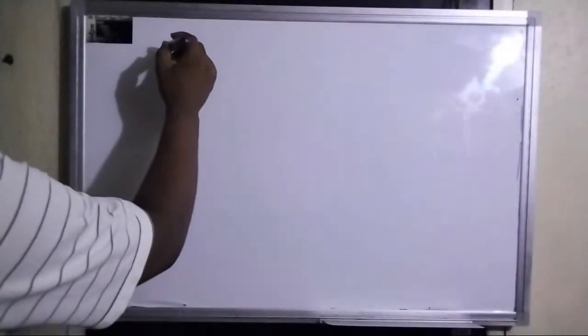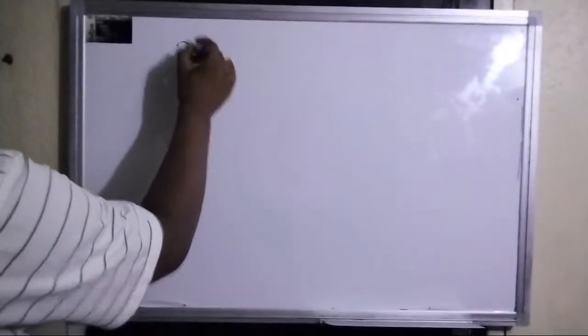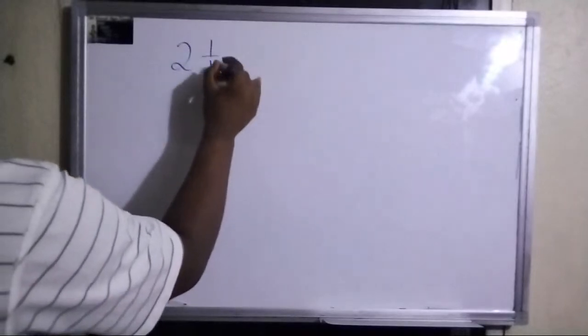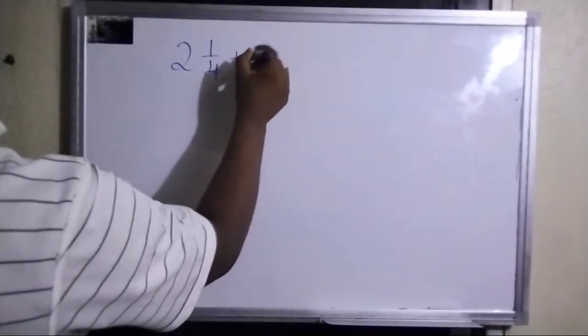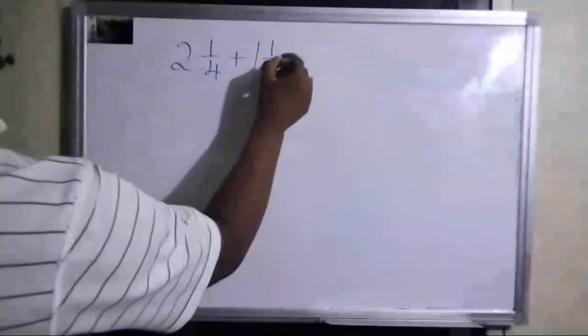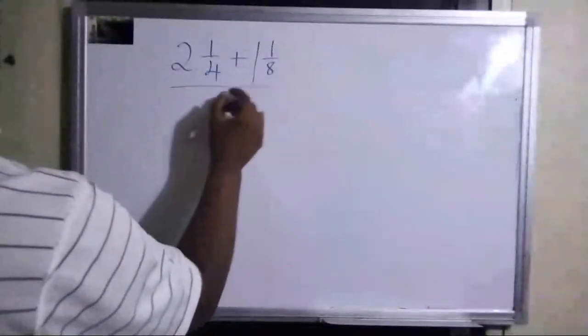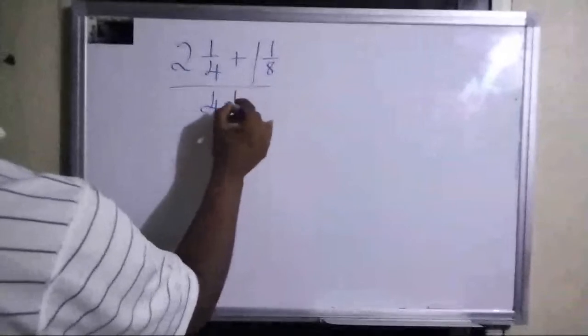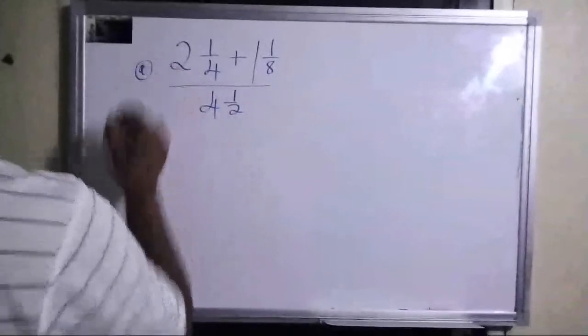Alright, the first question would be a fraction. I did 15 years out of past paper in fraction today, so I am not expecting anyone to get this one incorrect. I'm expecting everyone to be able to get this in less than a minute. So 2 1/4 plus 1 1/8 divided by 4 1/2. I'm expecting everyone online to get this.